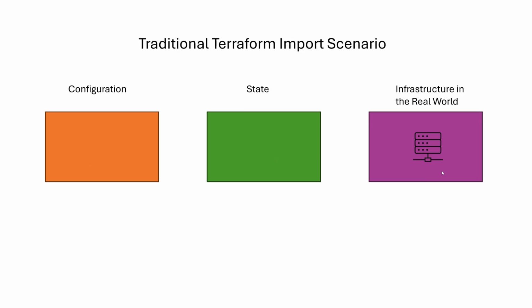Now, if we have an existing set of infrastructure in the real world, and now we want to import that into Terraform to become under Terraform's management so we can modify it, add things to it, or even destroy it, the old approach or traditional approach was to use the Terraform import command. So you'd run the Terraform import command, and what that will do is it will bring in the real world infrastructure into a state file that Terraform understands.